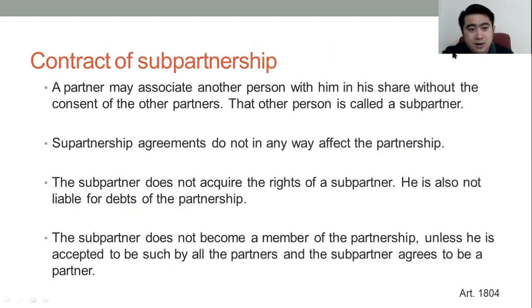So what class is a contract of subpartnership? So a partner may associate another person with him in his share without the consent of the other partners. That other person is called a subpartner. Subpartnership agreements do not in any way affect the partnership. The subpartner does not acquire the rights of a subpartner. Rather, this should be the subpartner does not acquire the rights of a partner.